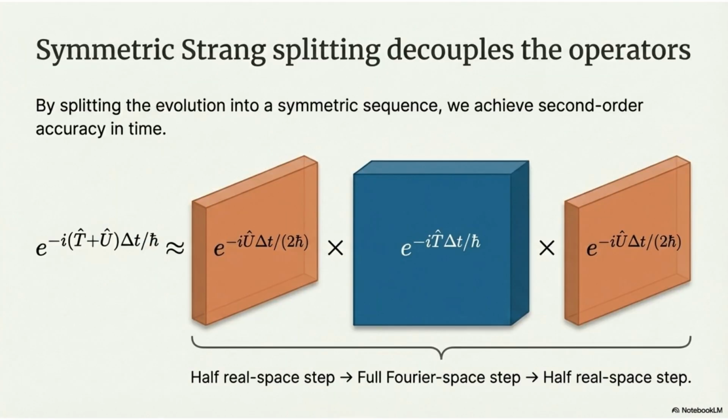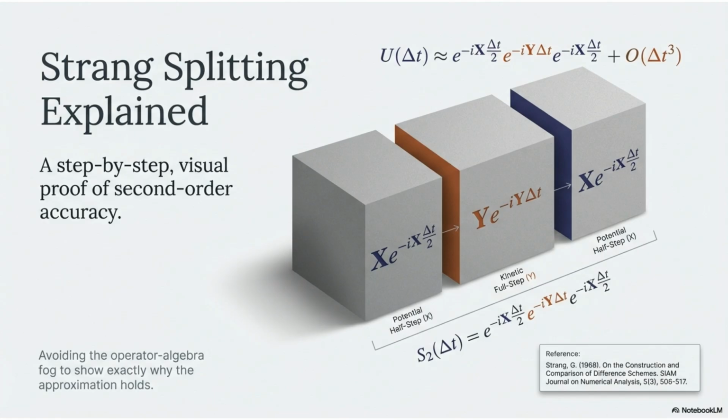The symmetric Strang splitting is a technique that decouples the operators. By splitting the evolution into a symmetric sequence, we achieve second-order accuracy in time, approximating the evolution into half real space, full Fourier space, and half real space steps. Let's explore the Strang splitting in detail, providing a step-by-step visual proof of second-order accuracy. We will strategically simplify the algebra to avoid, quote, operator algebra fog, and show exactly why this approximation holds.